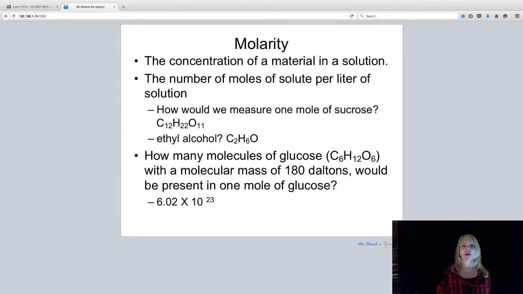All right, now molarity, the concentration of a material in a solution. So the number of moles of solute per liter of solution. Now, if you were going to make a molar solution, which we'll talk about in just a minute, here's an example of that question. How many molecules of glucose with a particular mass of 180 daltons would be present in 1 mole? The answer, 6.02 times 10 to the 23rd. So if you were asked to find the molecular weight, that would not be the answer. But if you see the word molecules or atoms, then that is the answer.